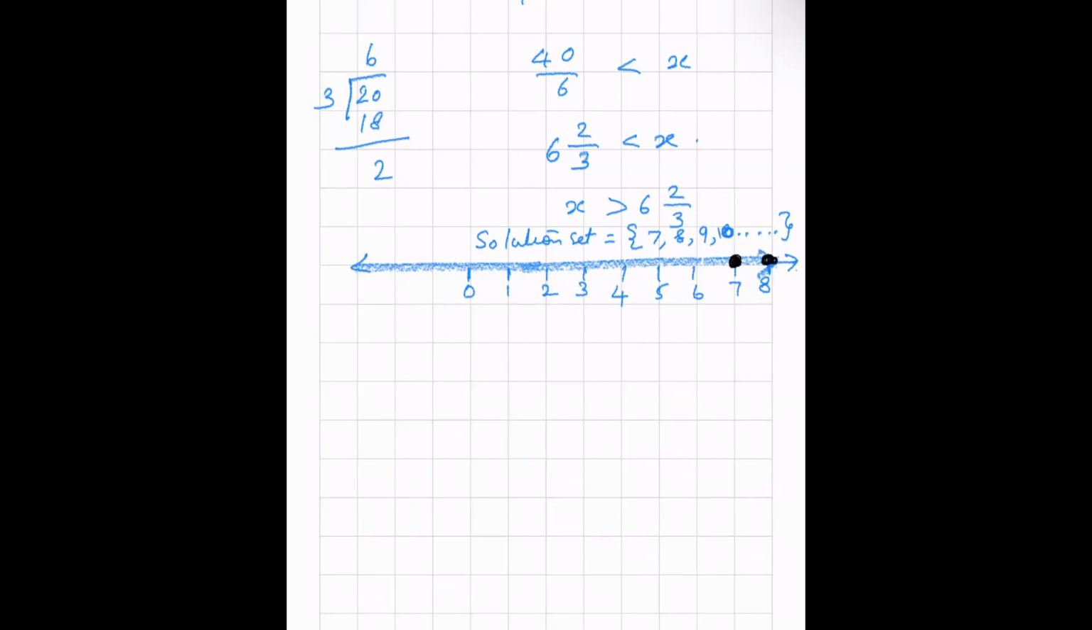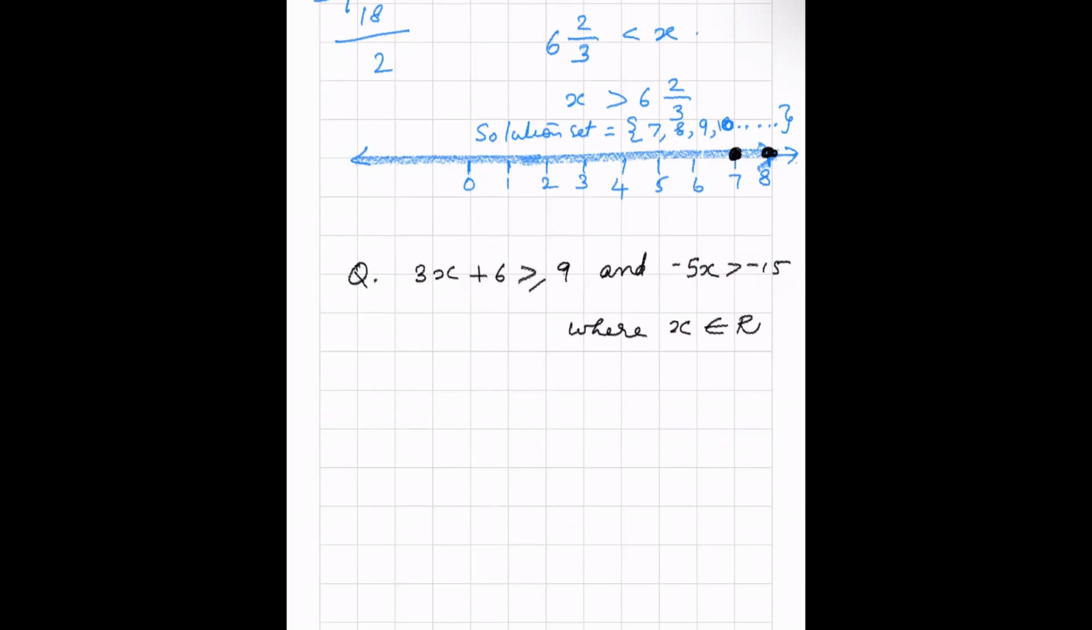Next question. Solve and graph the solution set of 3x plus 6 greater than or equal to 9 and negative 5x greater than negative 15, where x belongs to R. Okay, so we have two different inequations: 3x plus 6 greater than or equal to 9 and negative 5x greater than negative 15, where x belongs to R.